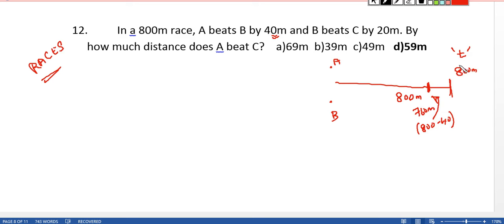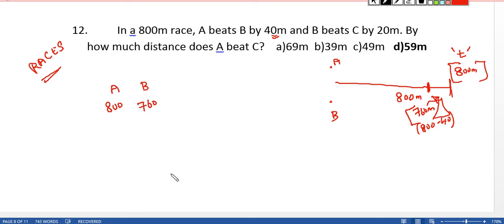So that's the meaning of A beats B by 40 meter. So when A is able to travel 800 meters, B is only able to travel 760 meters. Okay, so what's our ratio between A and B? So A is able to travel 800 meter, and B is able to travel only 760 meter.